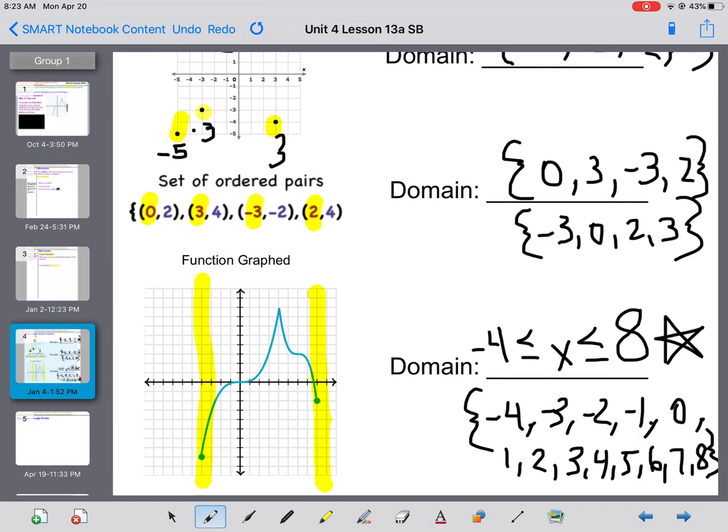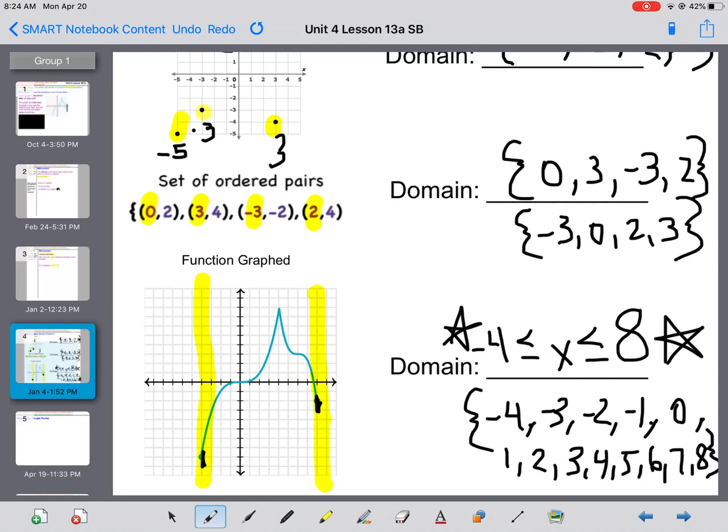So instead of writing all of those numbers out, you can say that x is greater than or equal to -4, because that's where it starts, right here. And x is also less than or equal to +8, because that's where it ends, right here. Okay? You want to try and identify a function that's graphed this way, so you don't have to list out all the numbers that are included on a graph.